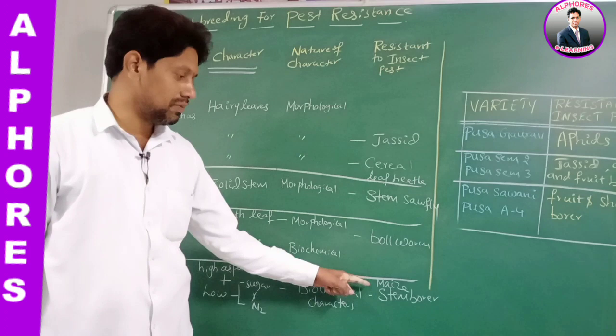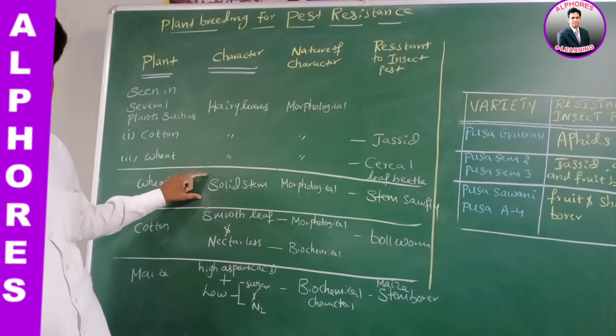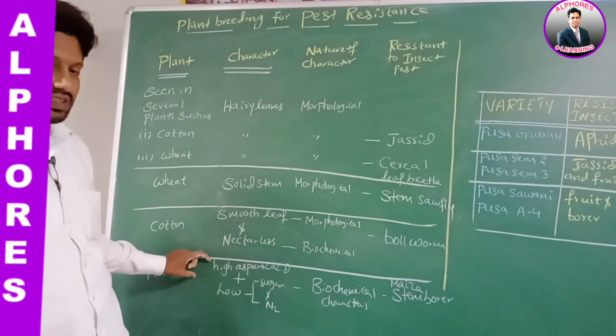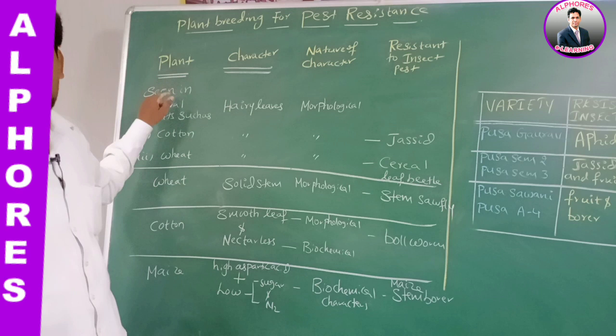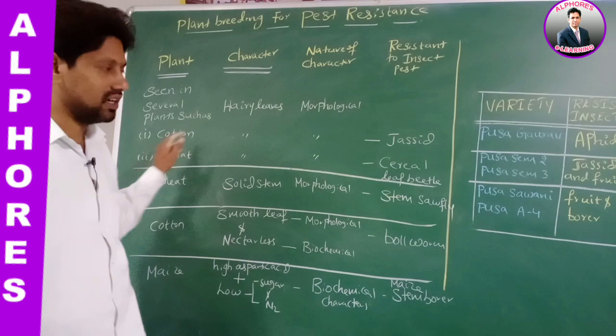Are these statements clear? Therefore, what are the characters we studied here? Number one, hairy leaves. Number two, solid stem. Number three, smooth leaf and nectarless. Number four, high aspartic acid, low sugar and low nitrogen. Number one, hairy leaves, seen in several plants. Hairy leaves in cotton make cotton resistant for jassid pest. Hairy leaves in wheat make wheat resistant for cereal leaf beetle pest.